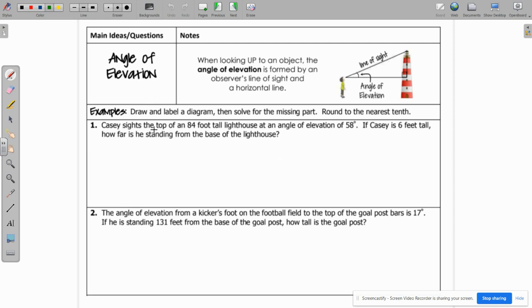So I have: Casey sights the top of an 84-foot tall lighthouse at an angle of elevation of 58 degrees. If Casey is 6 feet tall, how far is he standing from the base of the lighthouse? That's very similar to this situation right here. So just to speed things up, I'm going to copy this right down here so that I can do some labeling. What we said was that our person was 6 feet tall. So this length from here to here is 6 feet. Whereas the lighthouse, from here all the way down to the ground, is 84 feet.